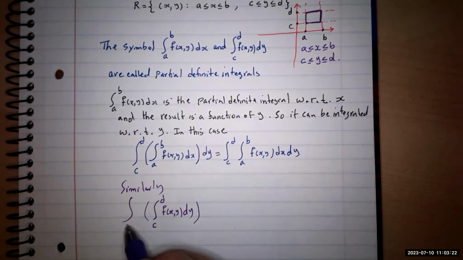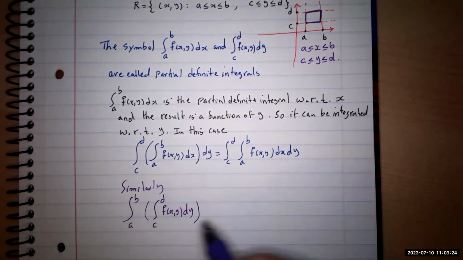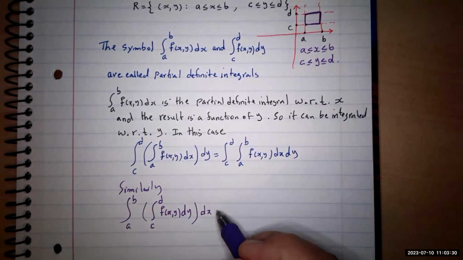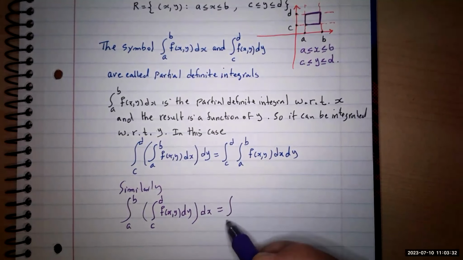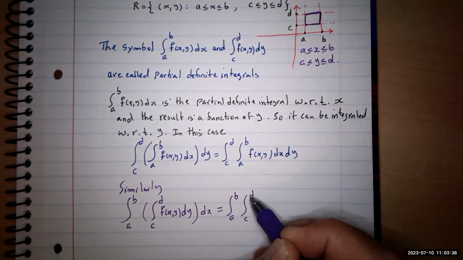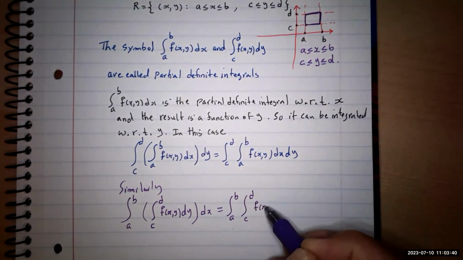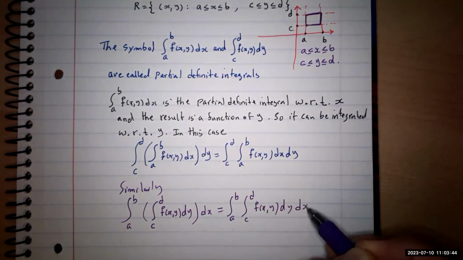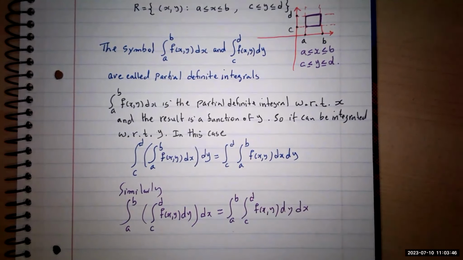Integrate it from a to b with respect to x. Okay, so we switch the order. So in short, this would be given as the integral from a to b, integral from c to d, f of x comma y dy dx. You see, these are two different types of, it's like partial derivatives, remember? The partial derivative, second order.